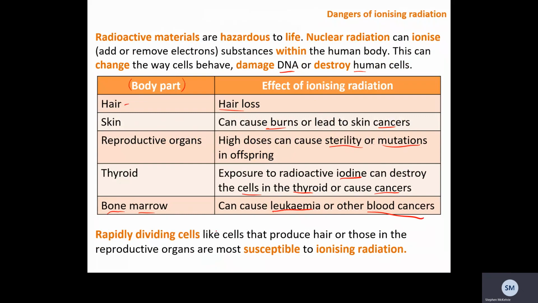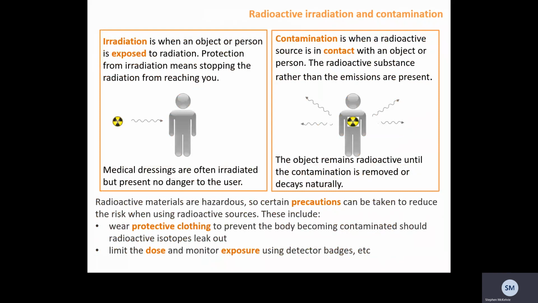Rapidly dividing cells, like cells that produce hair or those in reproductive organs, are most susceptible to ionizing radiation. Now, there are two different things that can happen when you're exposed to radiation. One is irradiation, and that's where an object or person is exposed to radiation.